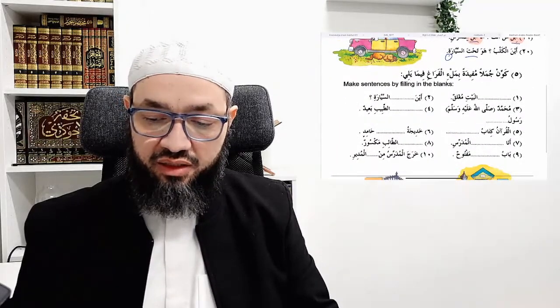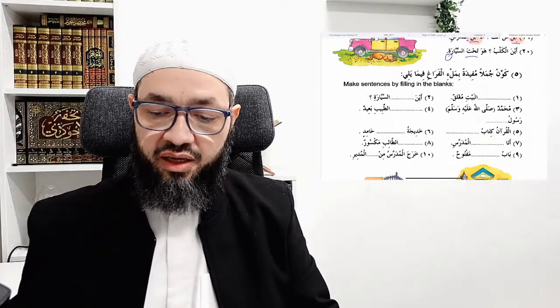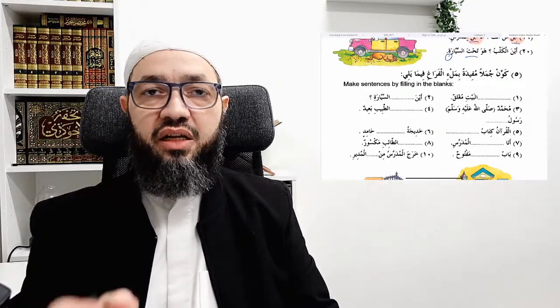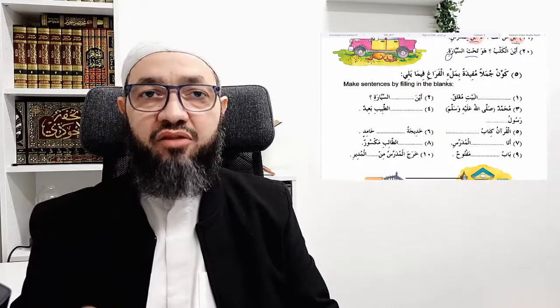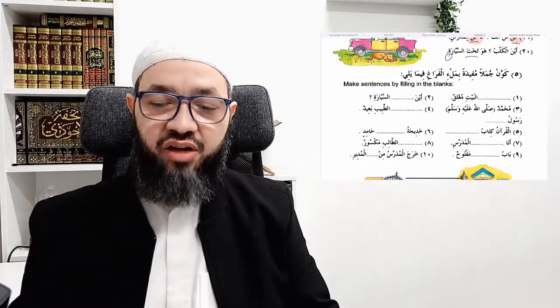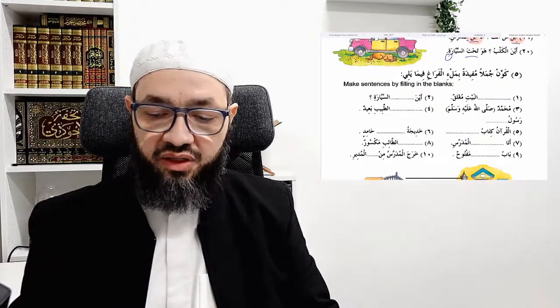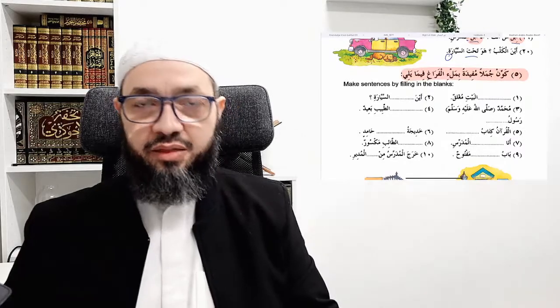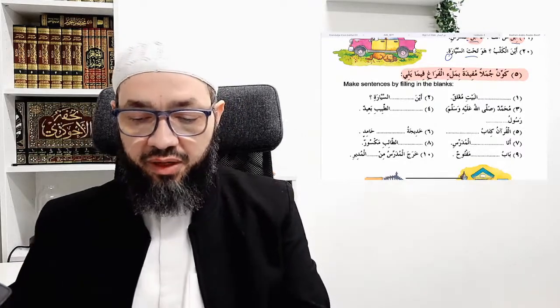That's exercise number 4. Again, you have to translate those into English. You have to write them up, copy them. You need handwriting practice, and by handwriting, I mean not copying the shapes, but self-dictation. Number 5 says make sentences by filling in the blanks.